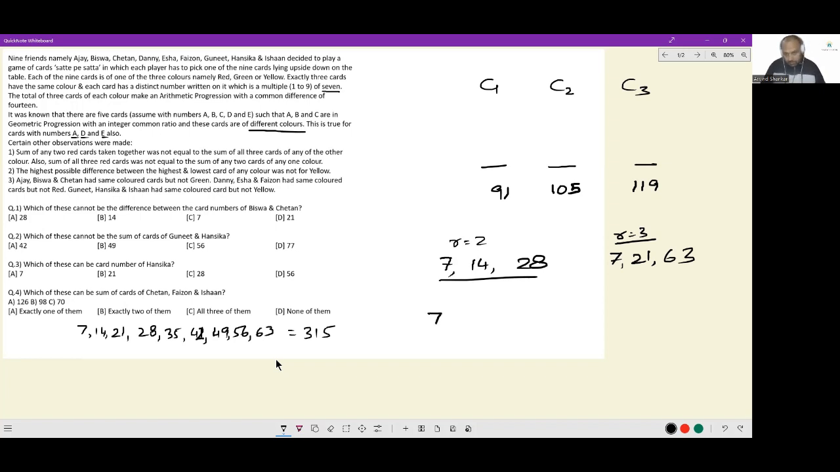Now we are also told these 3 cards, 7, 14, 28, and 7, 21, 63, are in different colors. So I'm saying let 7 be here, 14 be here, 28 be here, and 7. Now 21 and 63 have to be paired up. These 2 numbers, either 21 will come with 14 or 21 will come with 28. First case I'm trying, let 21 come with 14. If 21 comes with 14, right now it adds up to 35.